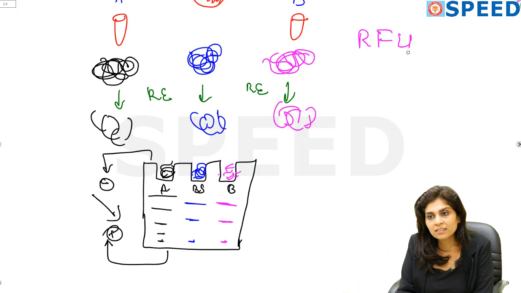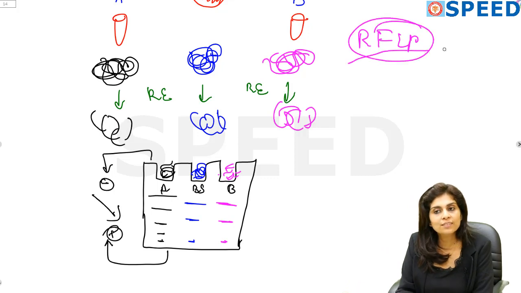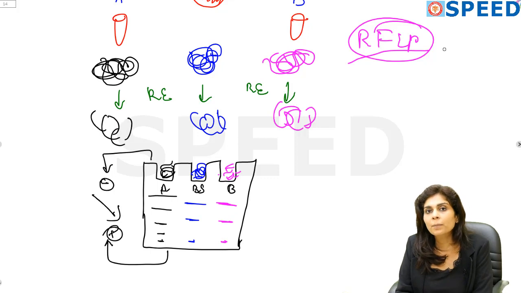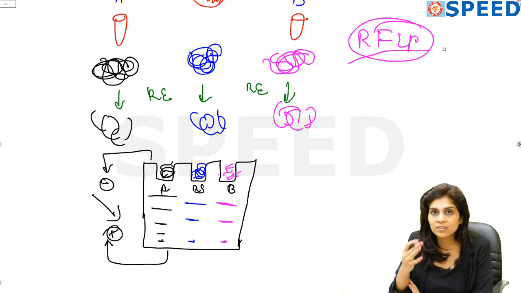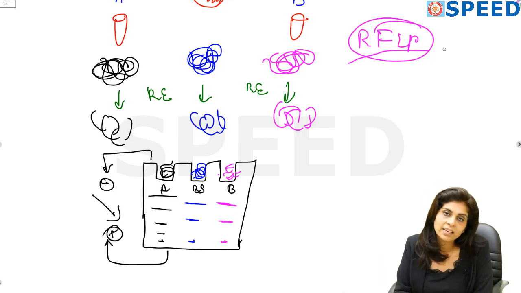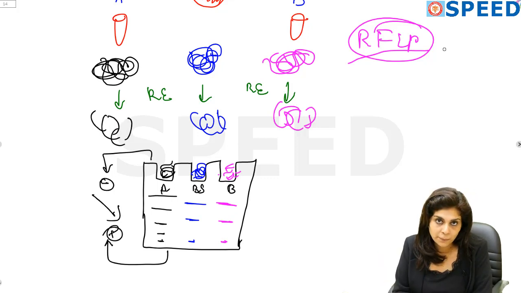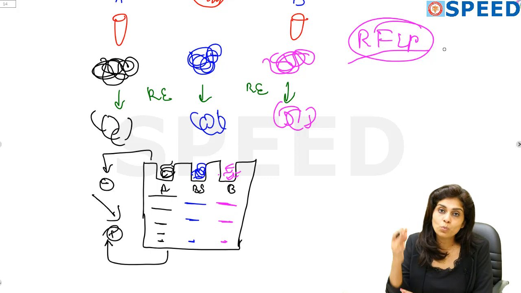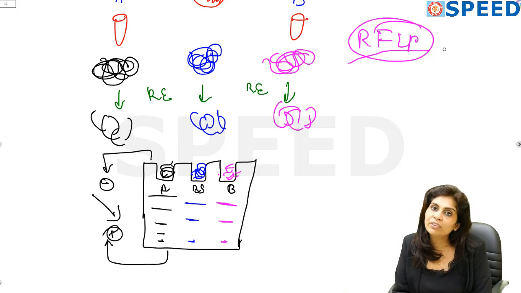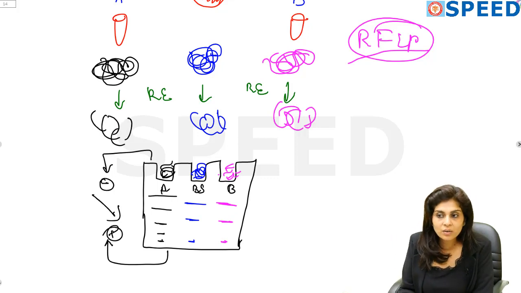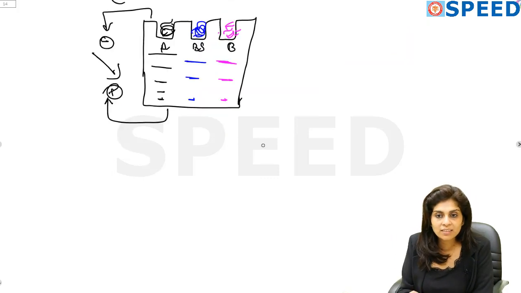So this is how RFLP works. Why am I saying it is RFLP? Because I used a restriction enzyme to cut all 3 genomes, and I tried comparing the restriction digest fragments' length and size across these 3 samples. That's why it is called RFLP. And this was the only technique that was initially used for DNA fingerprinting when Jeffreys identified it. Later on, we found out something called satellite DNA.